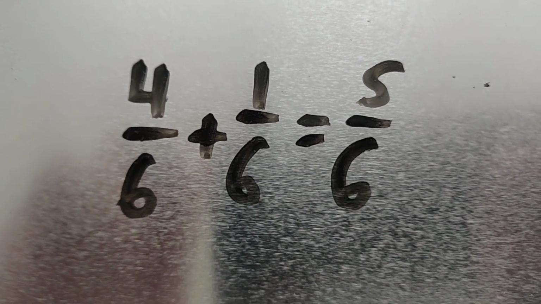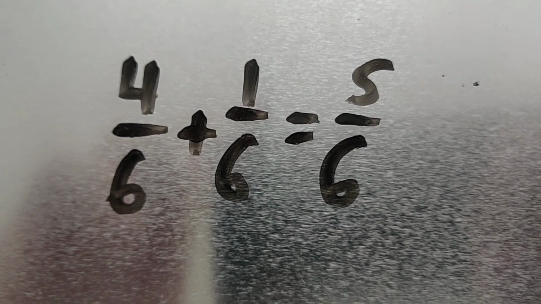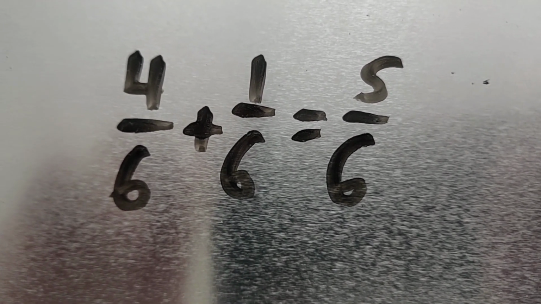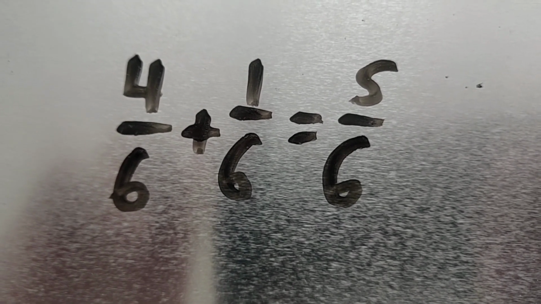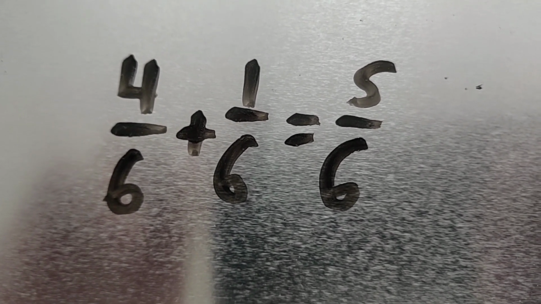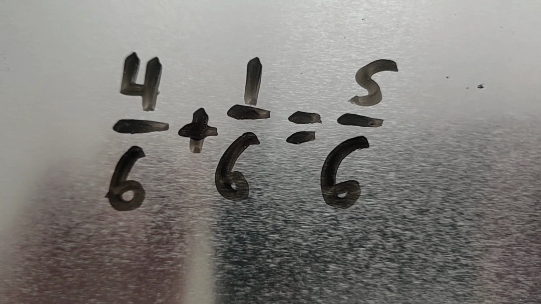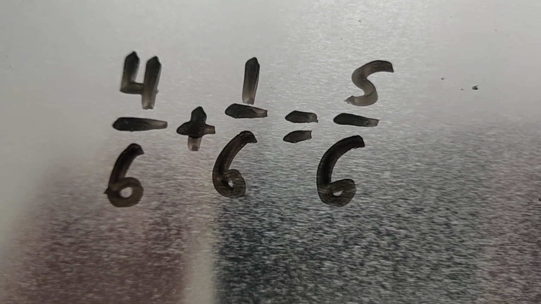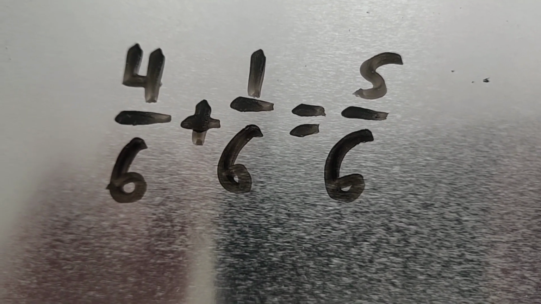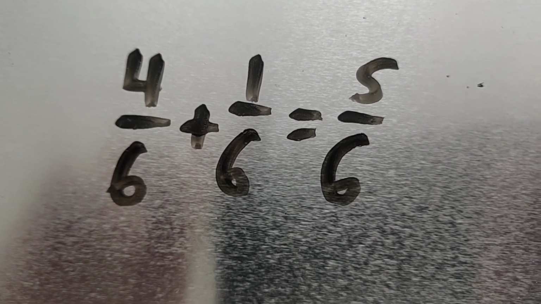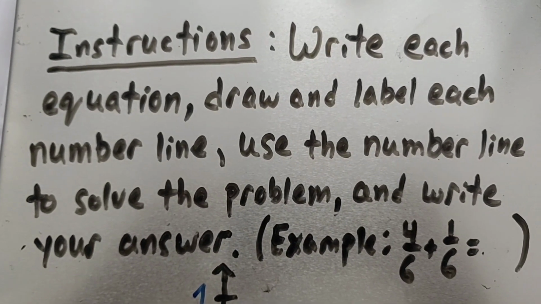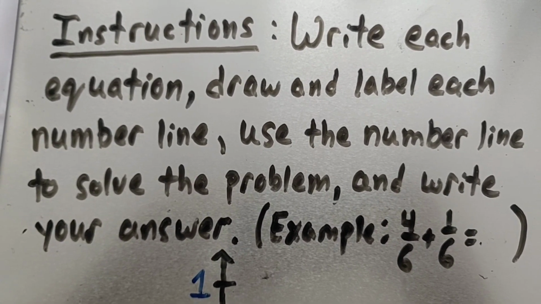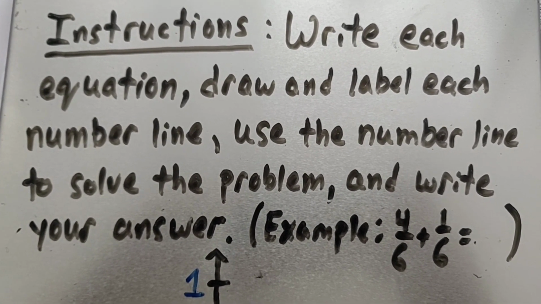This is an equation when you're adding or subtracting 2 numbers here, 4/6 and 1/6, and you have the equal sign, and you have that answer here, the sum. So this is an equation. So that's the first part of the instruction. And you don't have to do it first. Obviously, you're not going to get the sum, the 5/6, until the end, but that needs to be there. So write each equation, draw and label each number line, use the number line to solve the problem, and write your answer, which is the equation.